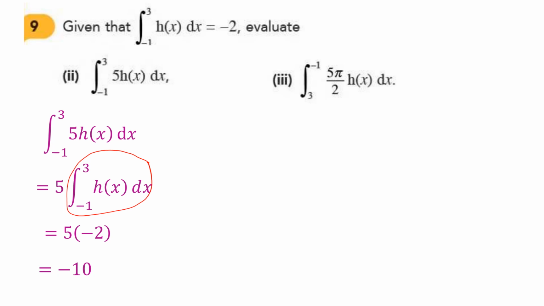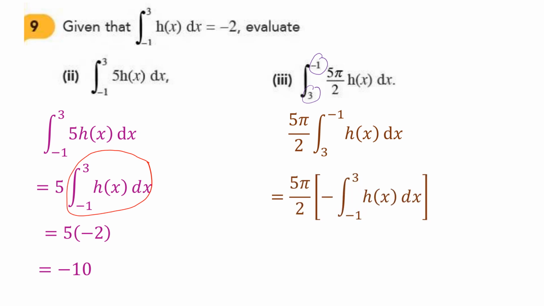Okay, the next one, you will see the limit is the reverse. Okay, so I need to negate your negative. What it means is that if I'm going to integrate from 3 to -1, I just need to negate this guy. So I change my limits. That will give me 5 pi over 2 times negative times -2. And that gives me 5 pi.